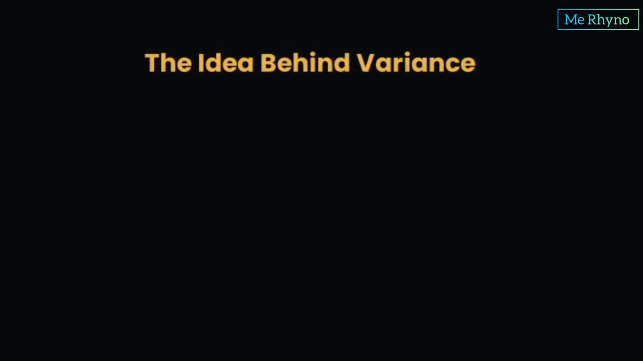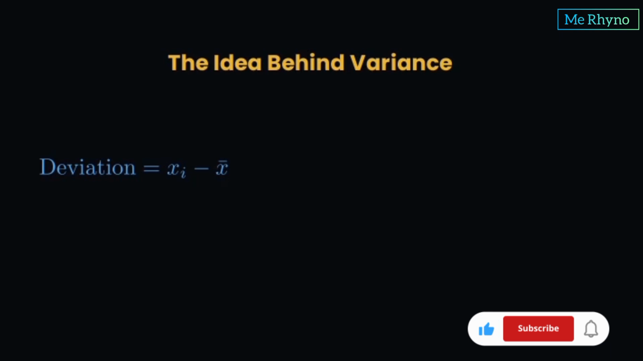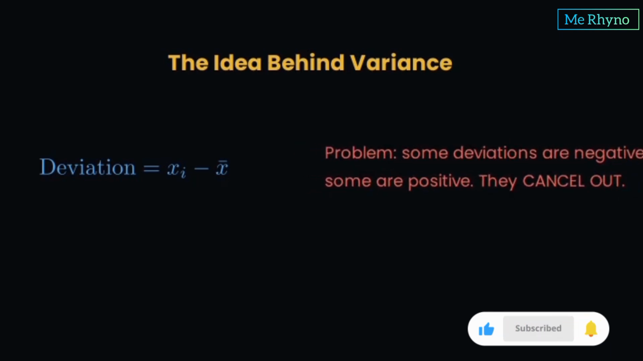The idea is simple. Measure how far each value strays from the mean, and that gap is called a deviation. That is basically each value minus the mean. But there is a problem. Some deviations are negative and others are positive. So if you just add them up, they cancel out to 0. So how do we fix that?